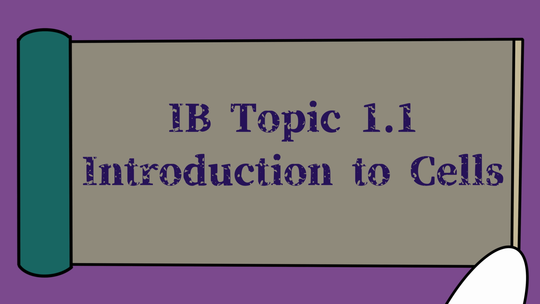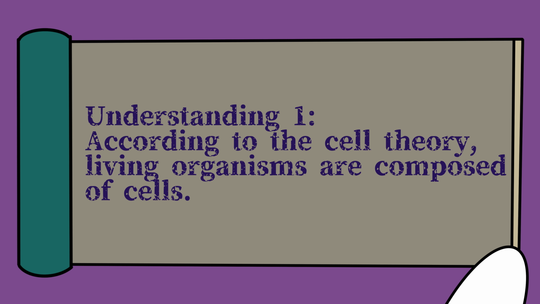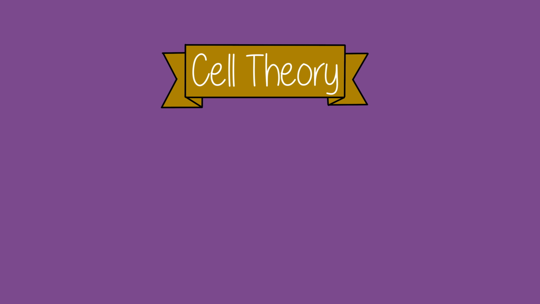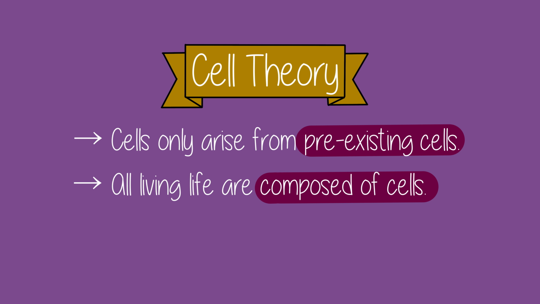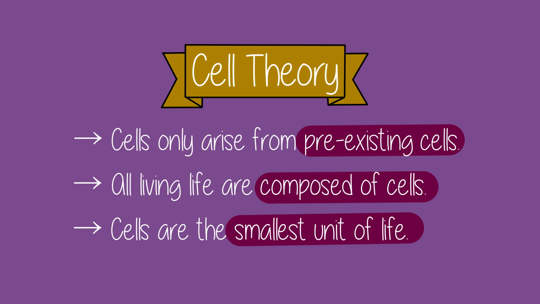Okie dokie, let's start. Understanding 1. According to the cell theory, living organisms are composed of cells. The cell theory states that cells can only arise from pre-existing cells, and all living life is composed of cells, which is the smallest unit of life. Although this cell theory applies to many life, we still can question it.